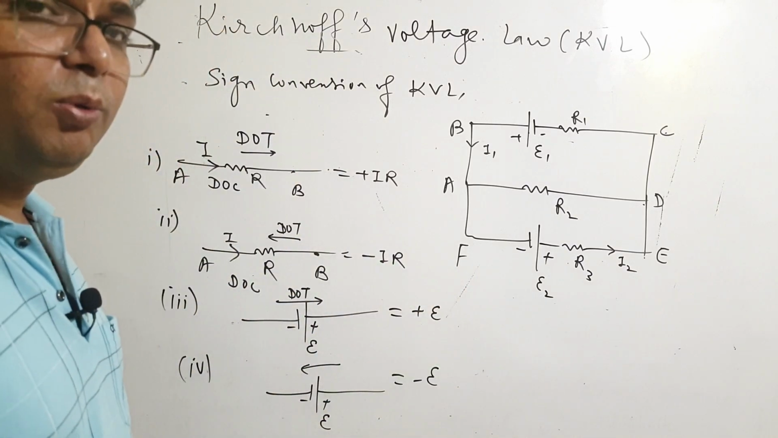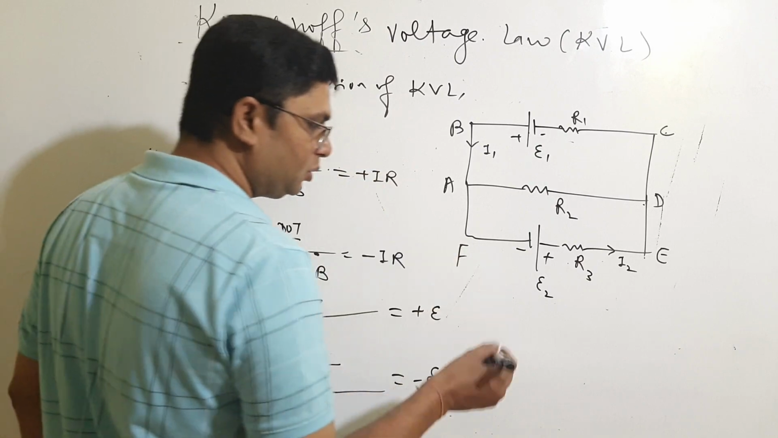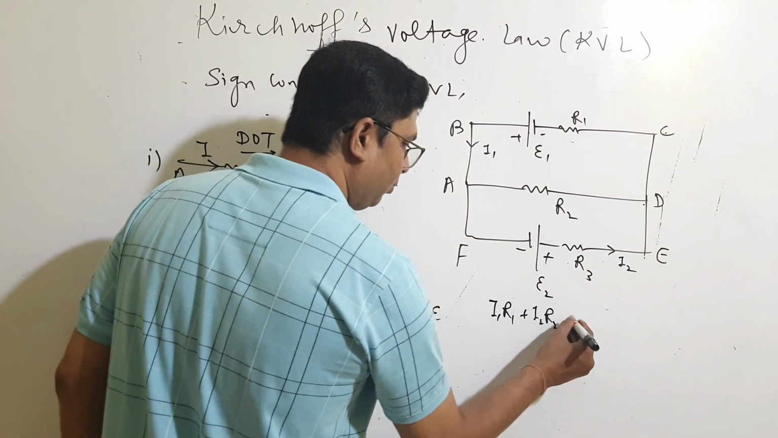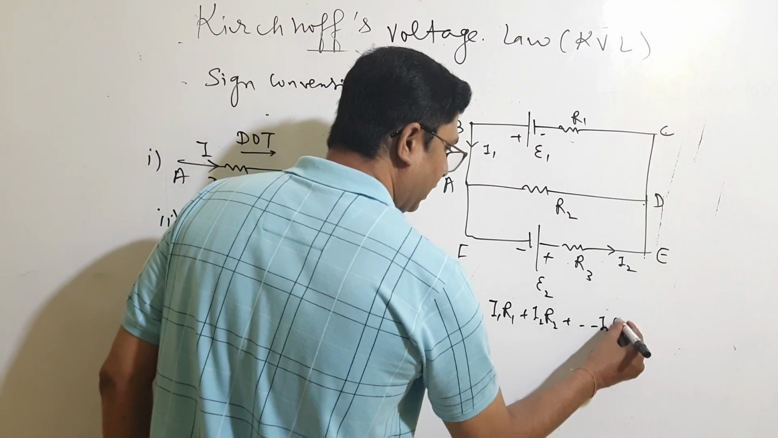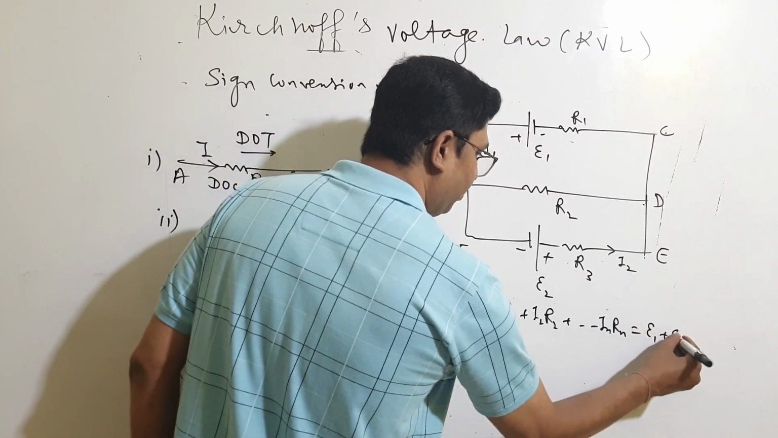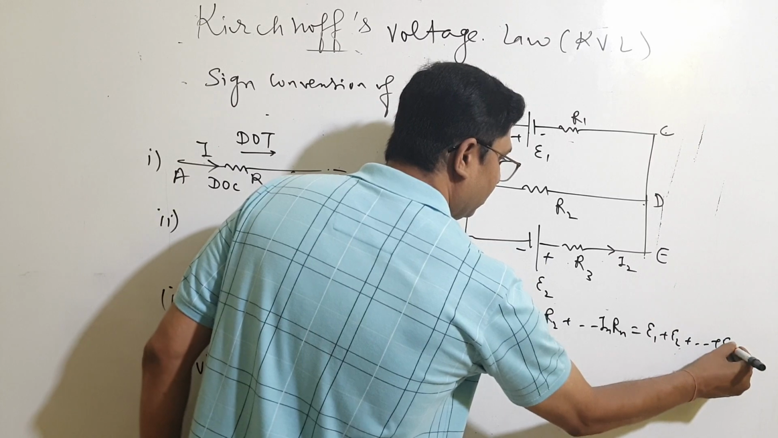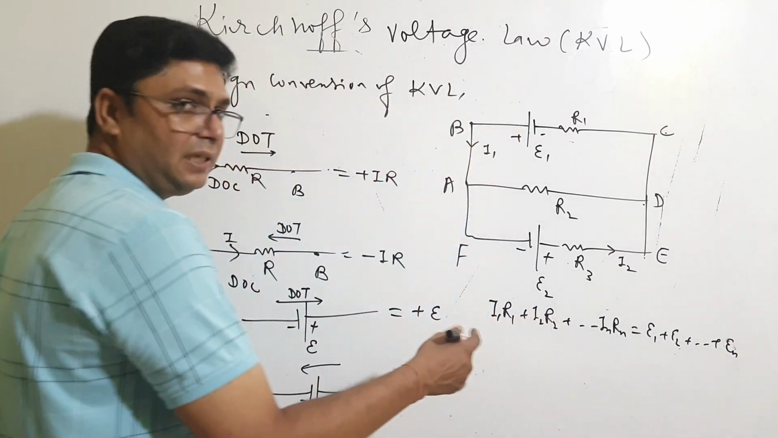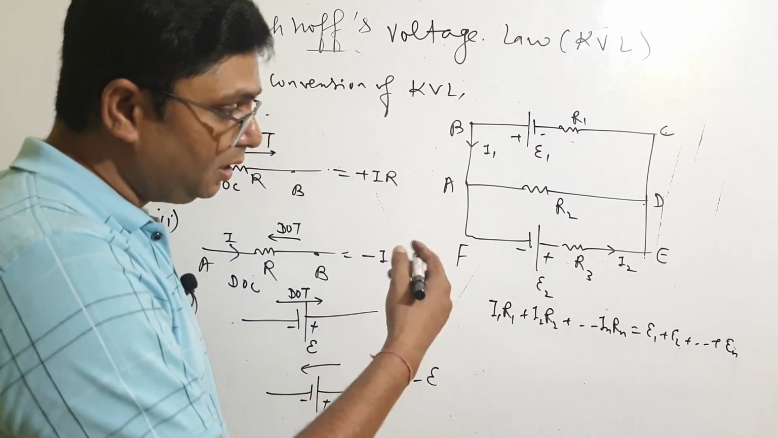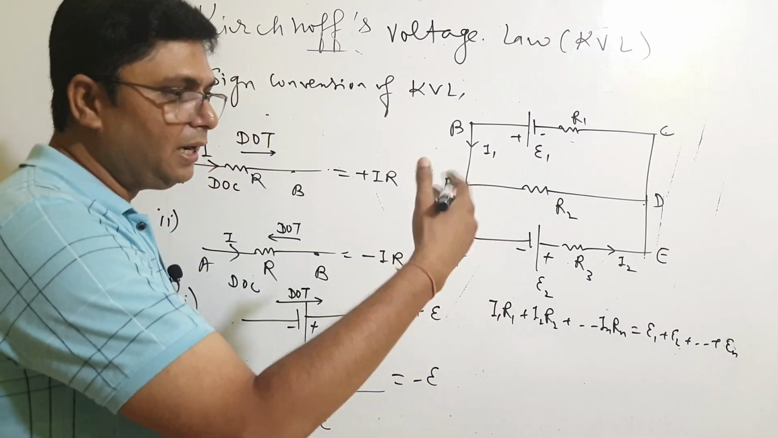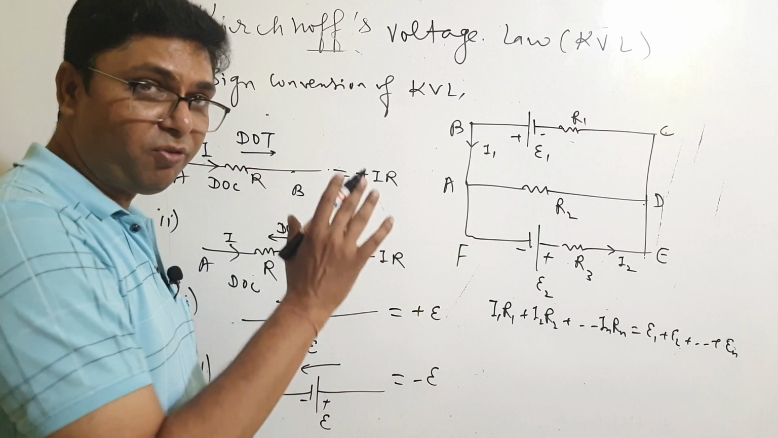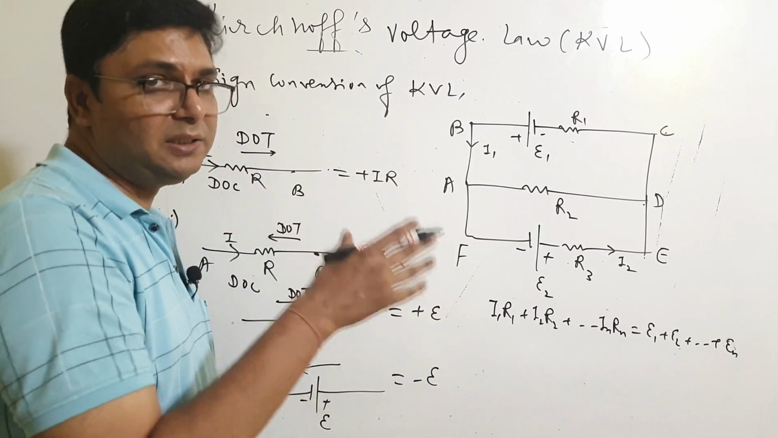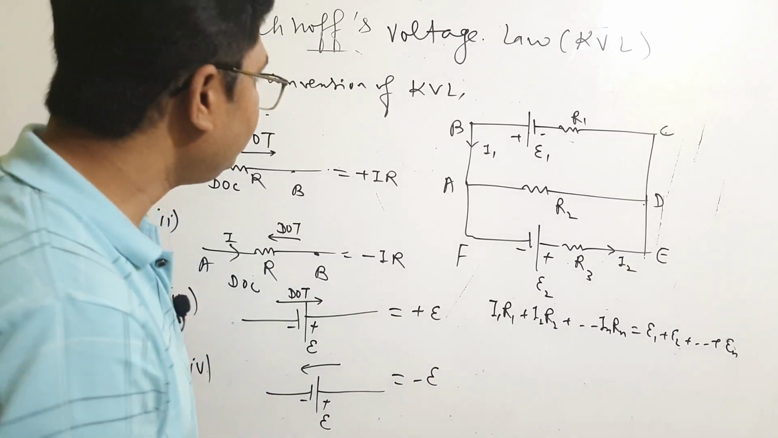This rule will be applicable only when the equation is like this: I1 R1 plus I2 R2 plus dot dot IN Rn equals E1 plus E2 dot dot En. This means that the products of resistance and current will be on one side and the sum of EMFs on the other side. Only if you use this format do you use this sign convention. Format changes, sign convention changes.